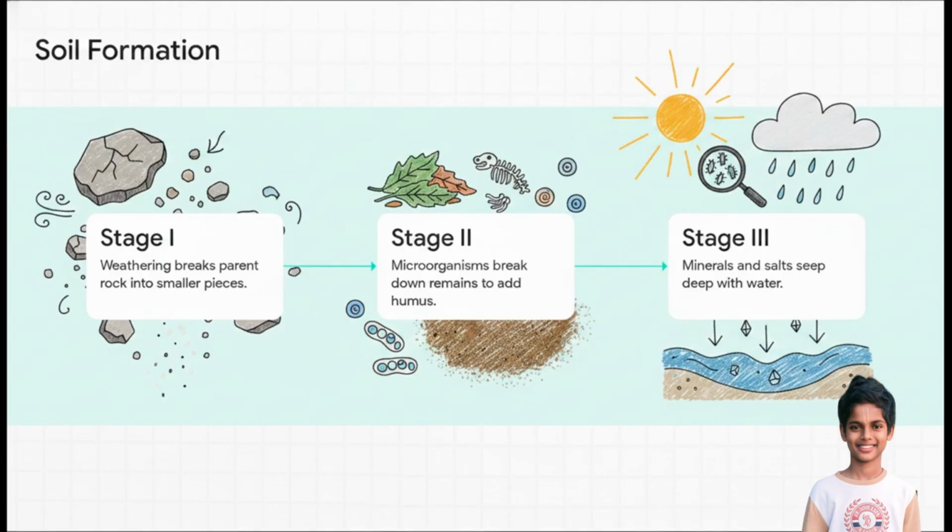Next question. Describe the stages of soil formation. For a long answer, you absolutely must include these 3 stages in order. Stage 1, weathering breaks down the parent rock. Stage 2, microorganisms step in and add humus. Stage 3, minerals and salts seep deep down with water. Oh, and here is a guaranteed fill-in-the-blanks question for you. In which climate is soil formation the fastest? The answer is hot and moist climates. Why? Because bacterial activity is at its absolute highest there.